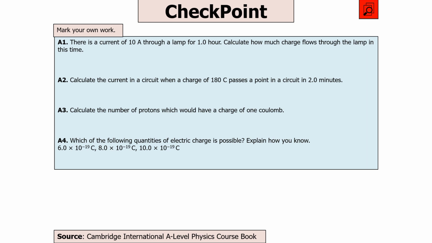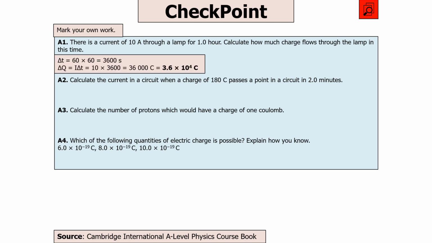Right, in this first one, we can work out what the time is going to be, but we convert the time from hours into seconds. So it's 3,600 seconds. Charge equals current times time. We've got the current, we've got the time, so we get 3.6 times 10 to the 4 coulombs. This next one, we know that current is charge over time. Pop in all the values. We don't use minutes, we use seconds in physics. So we get 1.5 amps.